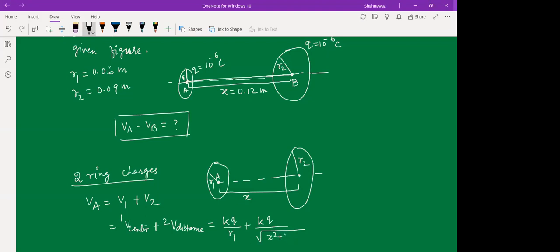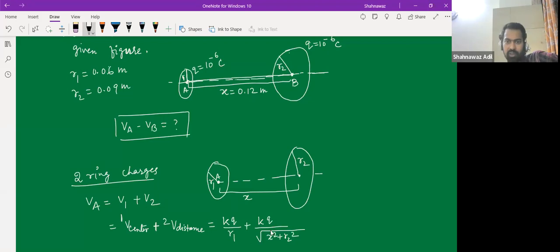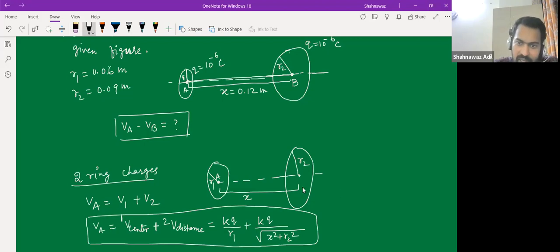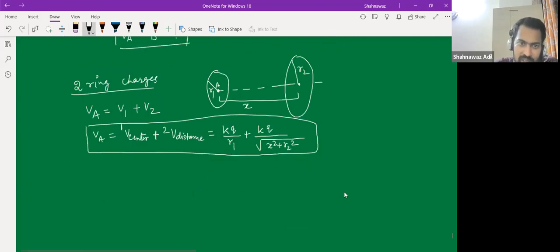R2 square. Right, absolutely correct. So these are the contribution due to B. Understood? Yes, sir. Now, let us calculate the potential at B.